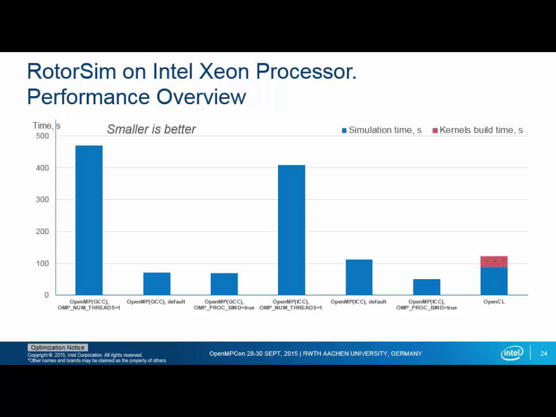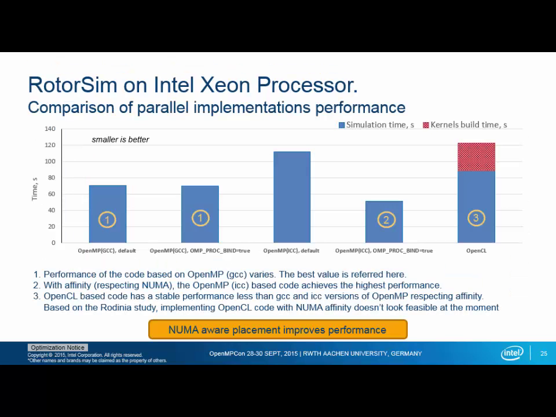And this is implementation specific. It can be optimized more, but we have not touched the OpenCL version at all, since it's very hard. And here, what we can see, again, we're comparing the two runtimes: GCC OpenMP and Intel OpenMP. And initially, we found that the GCC version is better.